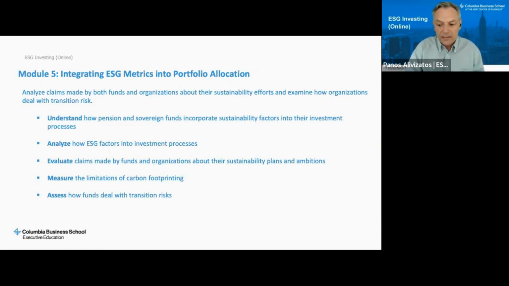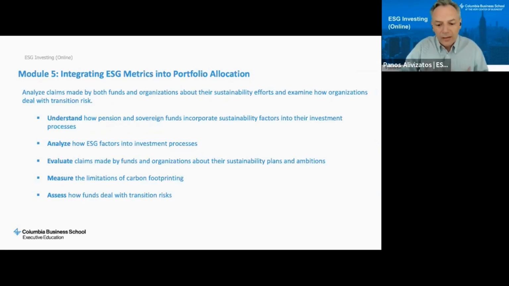And also we will assess how funds deal with transition risk. This is a very interesting module because it is somehow technical, in the sense that it gives you all the information that you need in order to be able to recognize if the organization in which you will invest, to which you will allocate capital, the capital of your investors, really measures the carbon footprinting as it has to be.